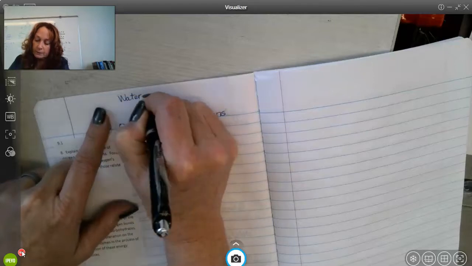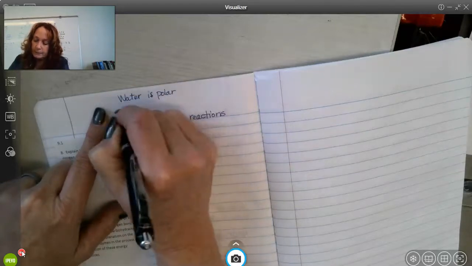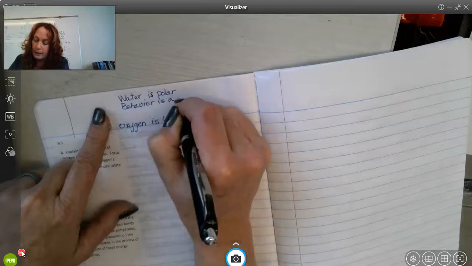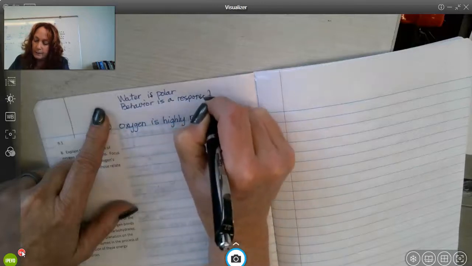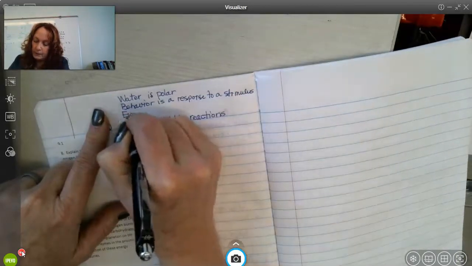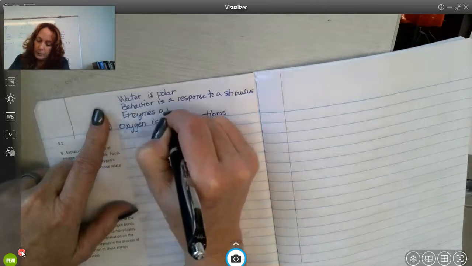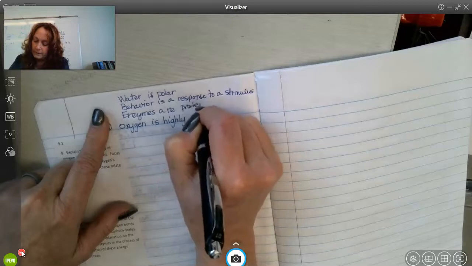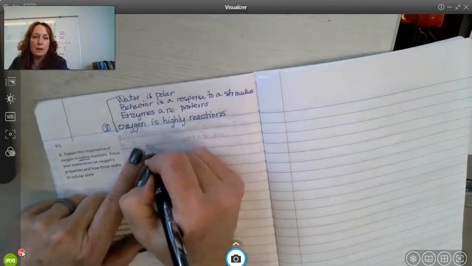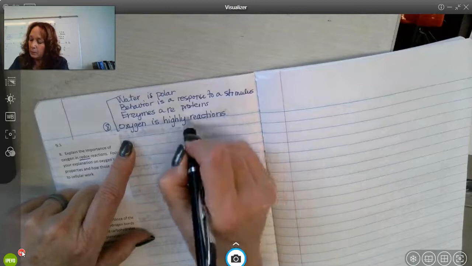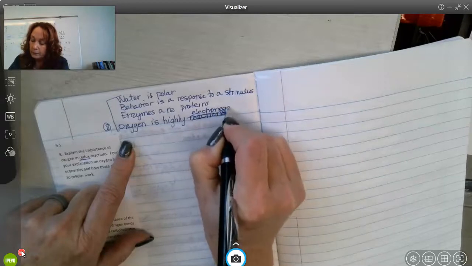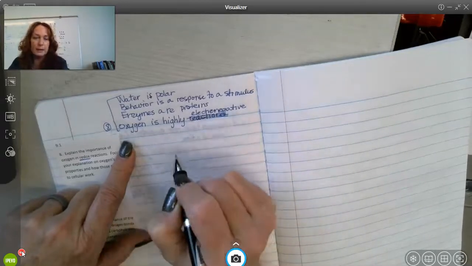Water is polar. Behavior is a response to a stimulus. Enzymes are proteins. So now we've got like 4 that we've got. Oxygen is highly electronegative. Wow. Okay. Oxygen is highly electronegative.